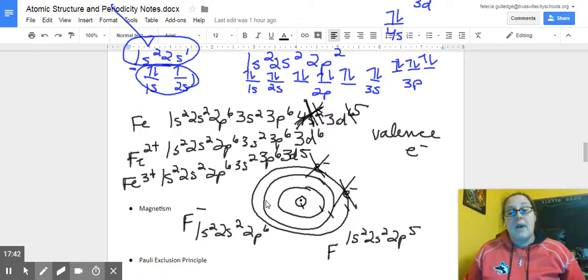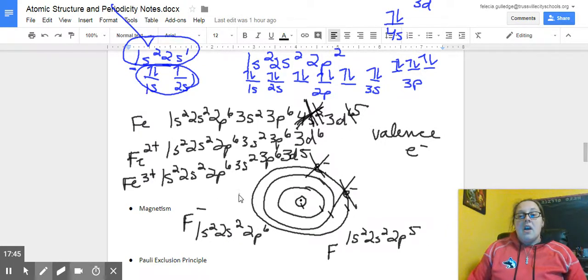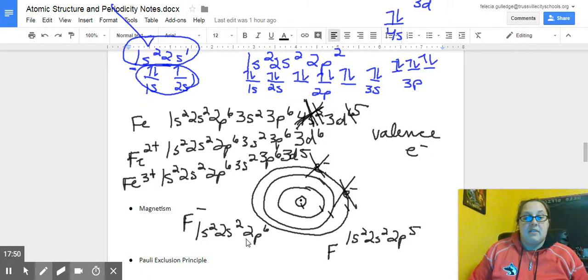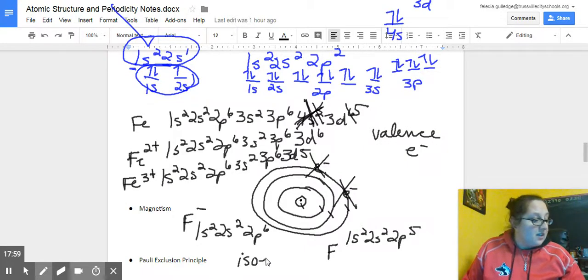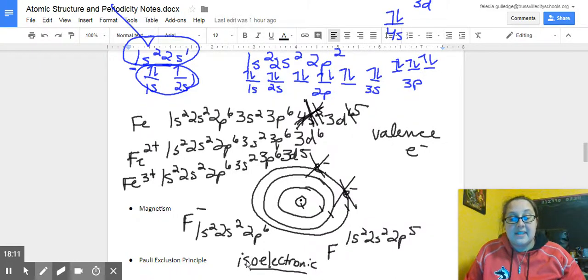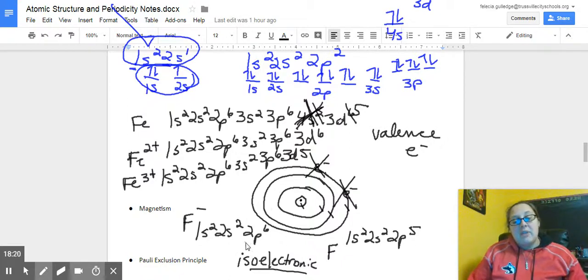One more thing I want to throw at you. If I have something that has the same electron configuration as something else, we give that a special term named isoelectronic. I want to introduce this because you'll see it on your exams. AP uses this term. Iso means same. Electronic means same number of electrons. Mind-blowing, okay? Isoelectronic. So let me give you an example of isoelectronic.